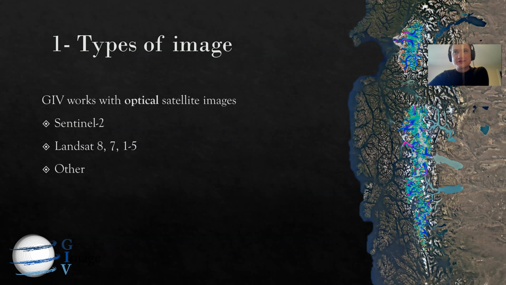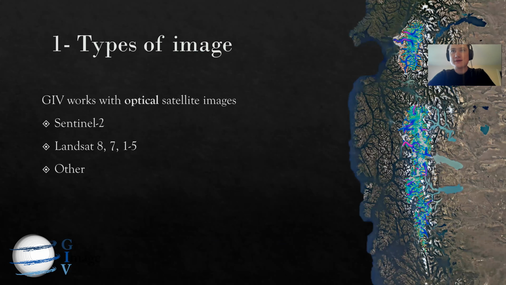So GIV runs with optical satellite images. There are a variety of different types of satellite image. The most common other kind would be radar images, such as Sentinel-1 or RadarSat. Those are not suitable currently for running through GIV. They need processing slightly differently. There are ways to run similar algorithms on this data, but that's not implemented in GIV.